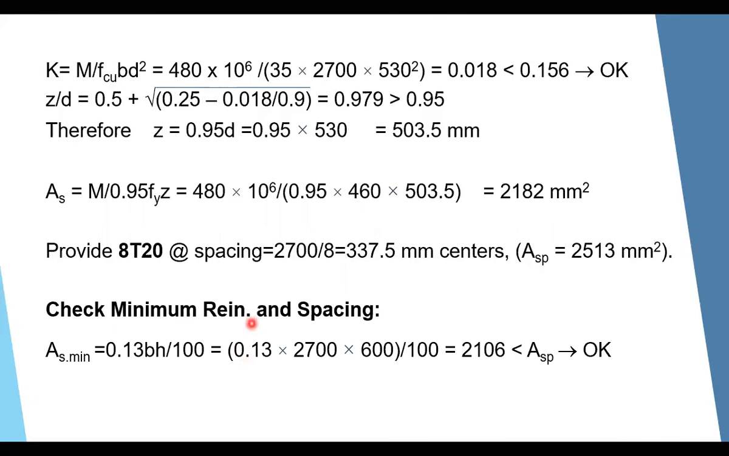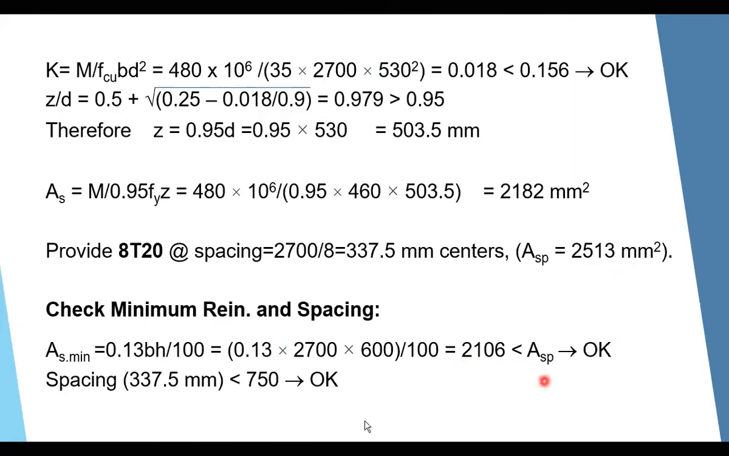So, check for minimum reinforcement and spacing. The minimum reinforcement according to the BS code is 0.13% BH. So 0.13 divided by 100 times the B times H of the footing. So 0.13 times 2,700 times the H here, which is 600, not D, divided by 100. All of this will give us the minimum required area. We can see that the minimum area here is less than the AS provided, so it means we are satisfying the minimum reinforcement area required by the code.